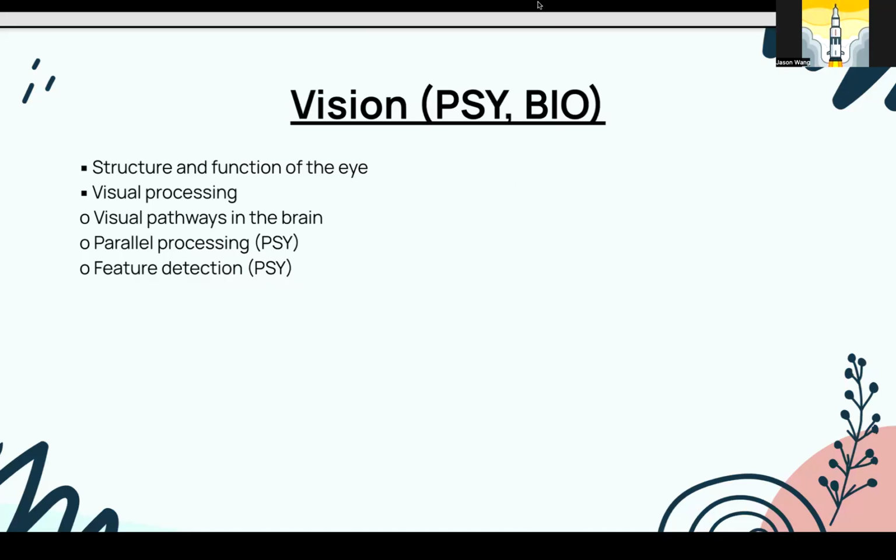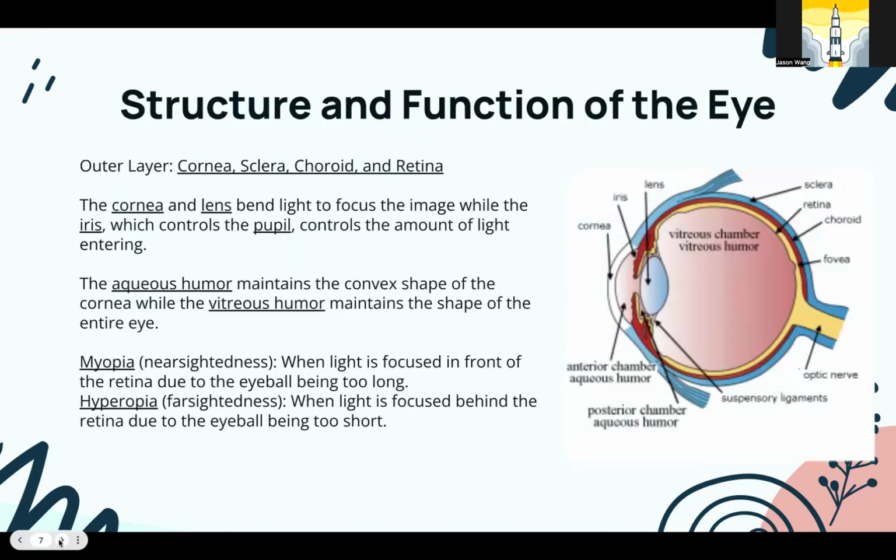All right, welcome to my vision lecture. So today we're going to talk about the structure and function of the eye, along with talking about how external stimuli, light, is translated into signals that our brain can process. So let's first start off by looking at the structure of the eye.